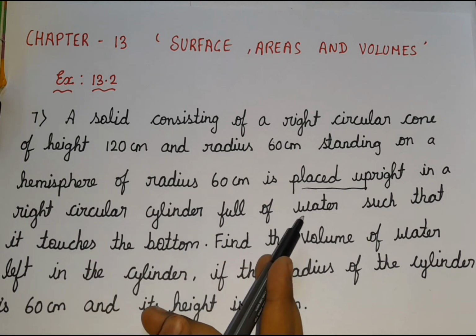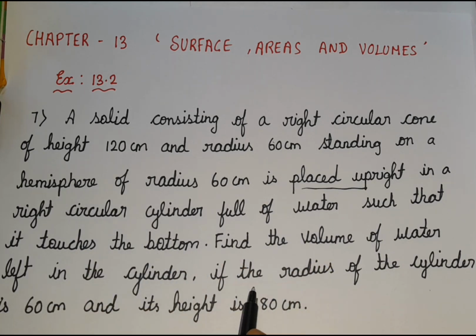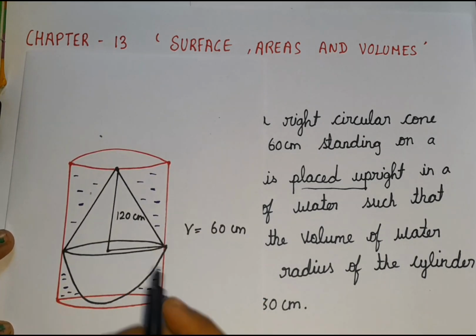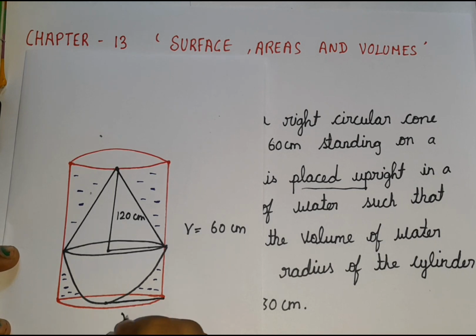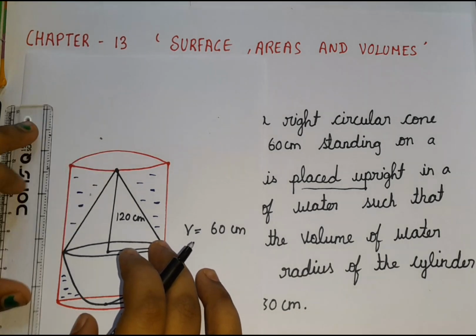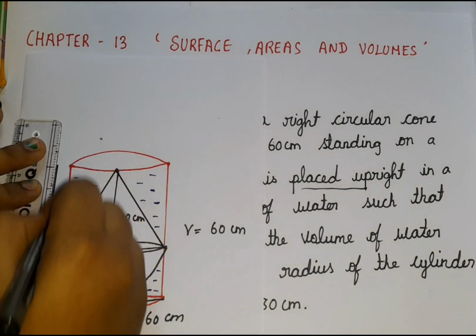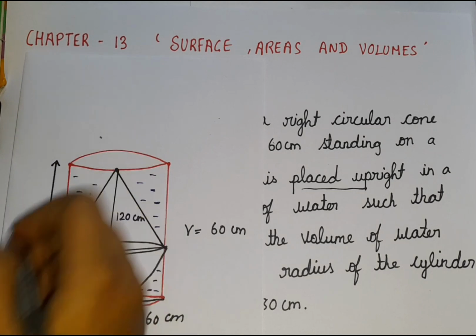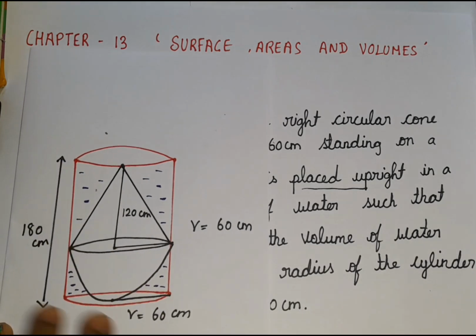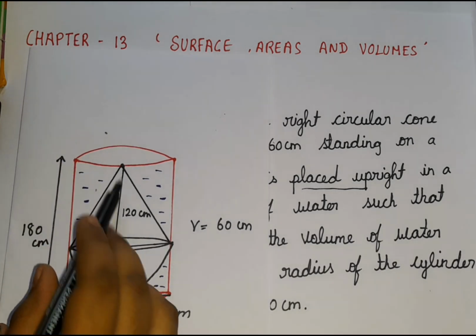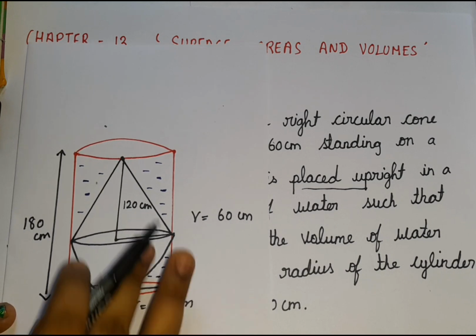A cylinder full of water such that it touches the bottom, and the radius of the cylinder is 60 centimeter and its height is 180 centimeter. So here the radius of the cylinder is the same, 60 centimeter only. So here the radius is 60 centimeter, and the height of the cylinder is 180 centimeter. This is the height of the cylinder. This is the height of the cone, that's why I just put it inside the cone.